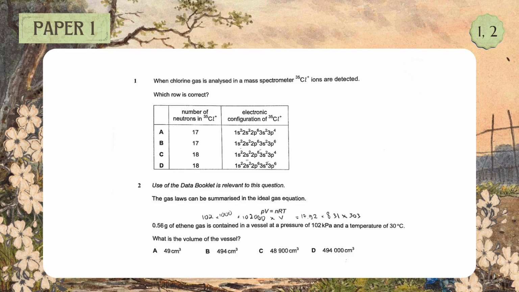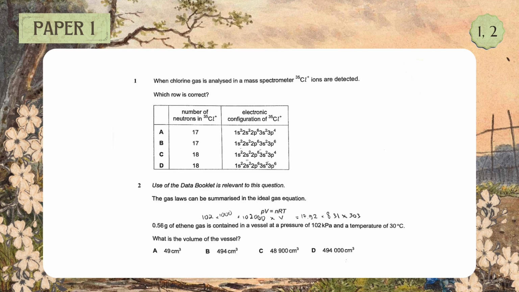Moving on to question 2, we need to find the volume of a vessel containing ethene gas using the ideal gas equation, which is PV equals nRT. Before we plug in the numbers, we have to make sure our units are perfectly aligned with the gas constant R. So that means the pressure must be in pascals, volume will come out in cubic meters, and temperature must be in Kelvin. So for pressure, we're given 102 kilopascals.